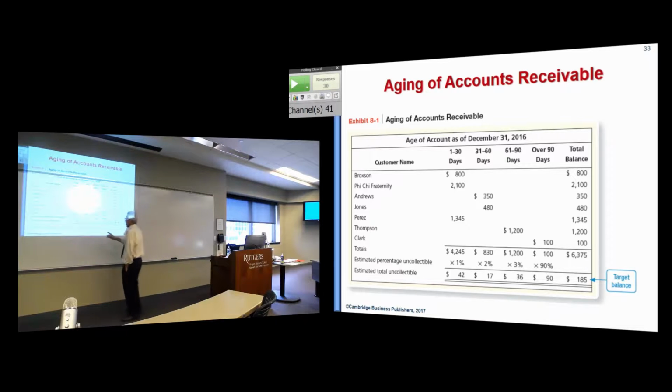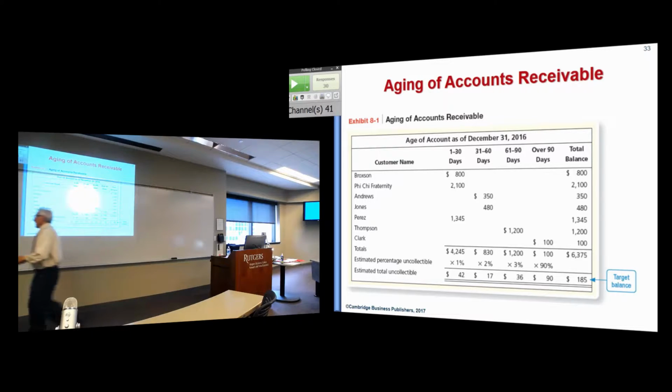So, 1%, $42. 2% of the second aging category, 17. 61 to 90, 3%, and then you'd either take 100% or a very high percentage of the over 90, and we add this up. This is the target balance. What that means, when you use a balance sheet approach, and by the way, I could use a percentage of the total. I could take a total receivable and take 1% against that, but that's my target balance.